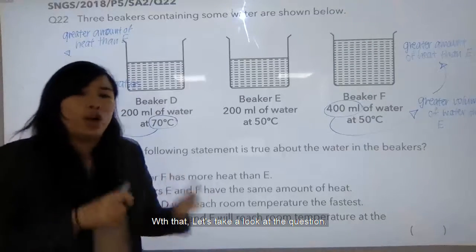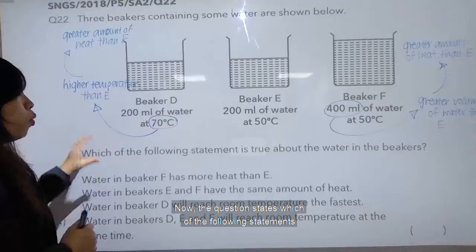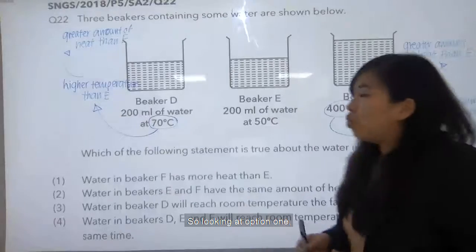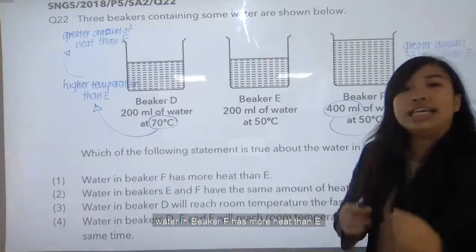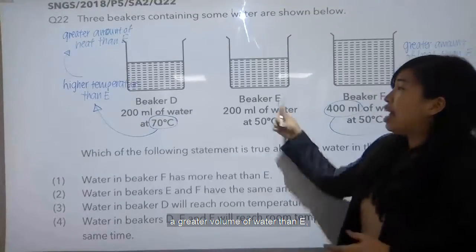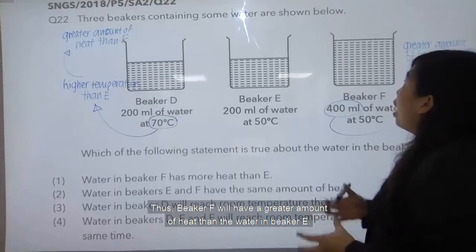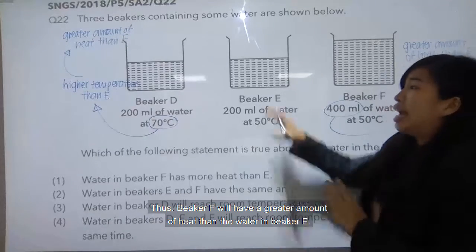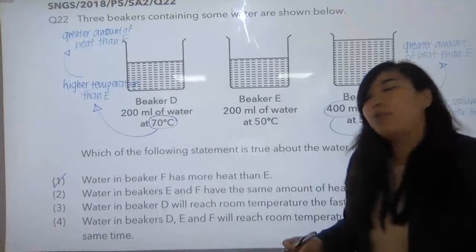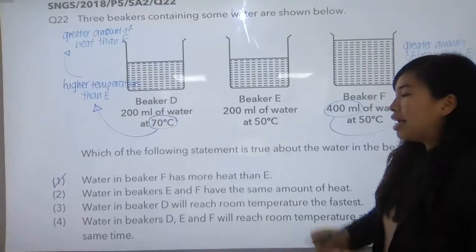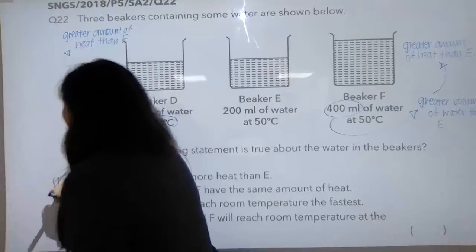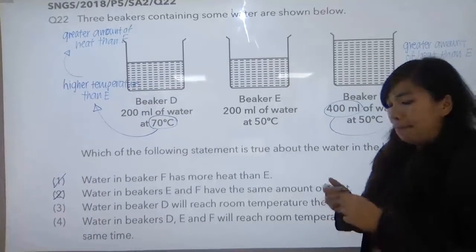With that, let's take a look at the question. Now, the question states, which of the following statement is true about the water in the beakers? So looking at option 1, water in beaker F has more heat than E. We have already explained that because beaker F has a greater volume of water than E, thus beaker F will have a greater amount of heat than the water in beaker E. So option 1 is a possible answer. Let's take a look at option 2. For option 2, water in beakers E and F have the same amount of heat. As explained earlier, water in beaker F has a greater amount of heat than water in beaker E.